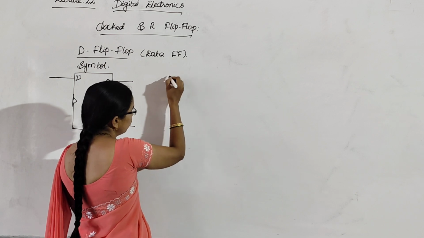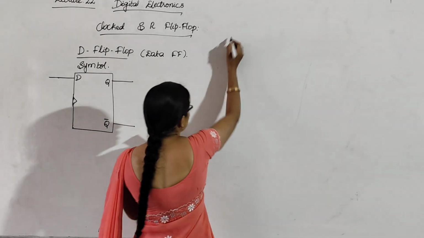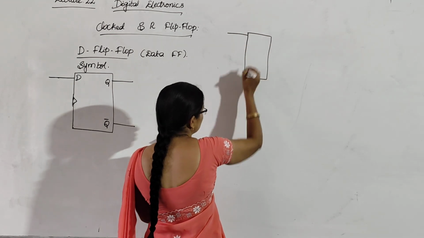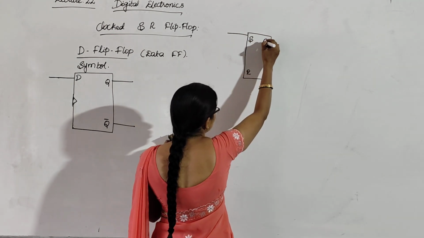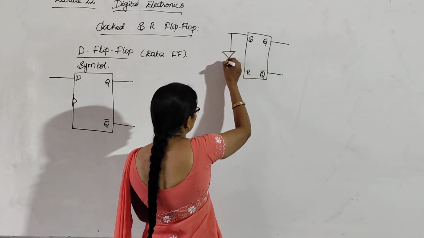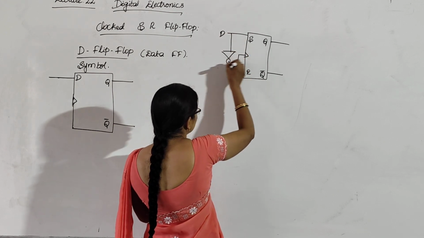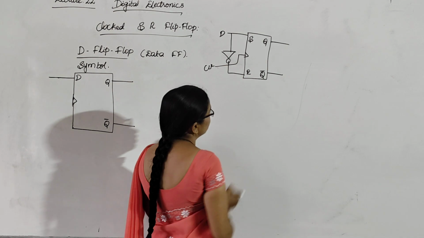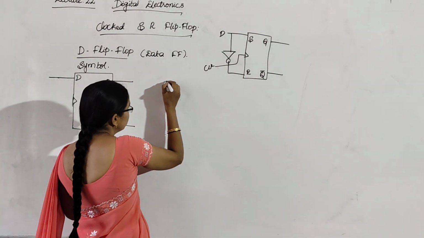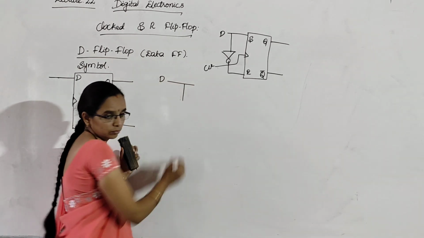For an SR flip flop, the clocked SR flip flop with inputs S, R and outputs Q and Q bar, if you put an inverter between S and R, then it will become a D flip flop. In the circuit diagram, how to draw the D flip flop?